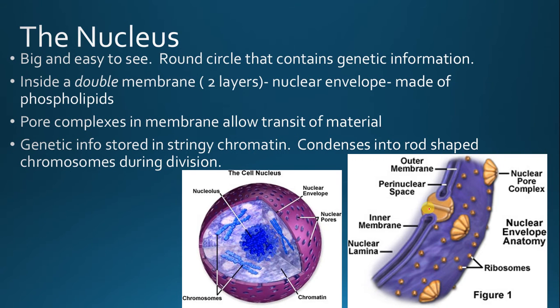All right. So one of the things we're going to talk about in the eukaryotic cell is the nucleus, and it's very big and easy to see in those pictures. It's a big, round, darkly stained circle that contains genetic information, the DNA, and blueprints, instructions for life. It's inside a membrane, and not just any membrane, a double membrane. So it has two phospholipid bilayers. Together it's called the nuclear envelope, made of phospholipids. We'll come back to that later. We'll do an intensive study on the phospholipid membrane. But suffice to say, the nucleus is enclosed by a double phospholipid membrane.